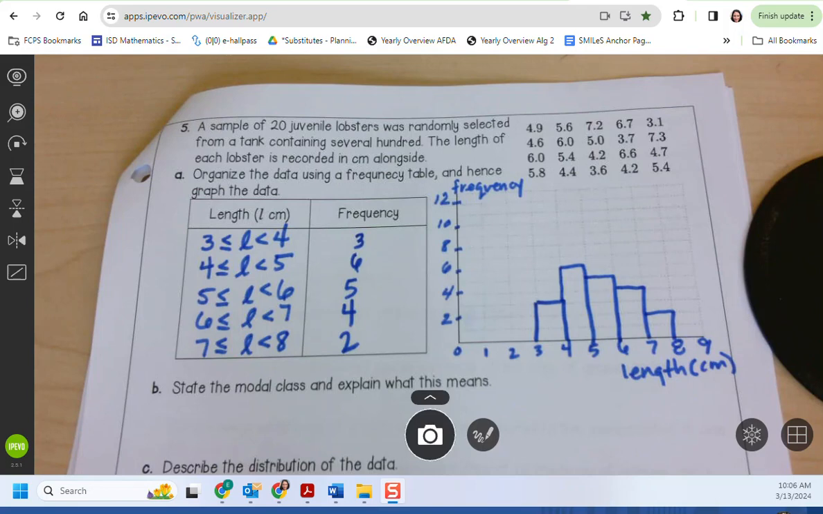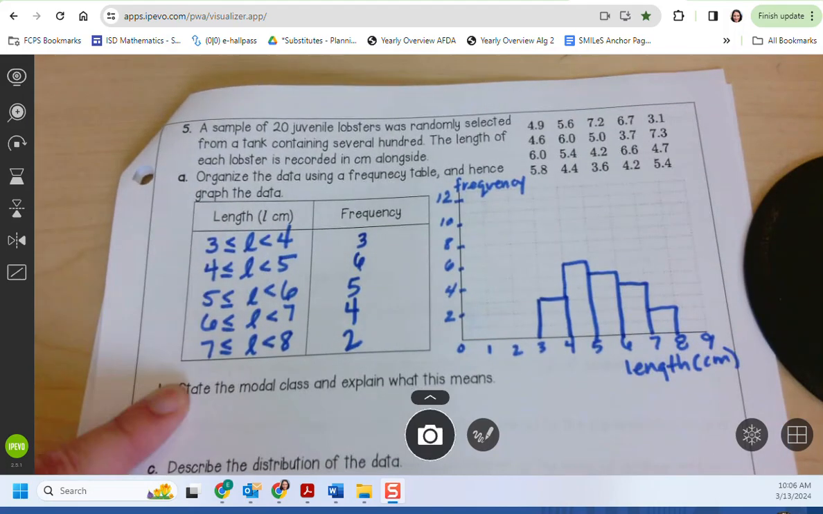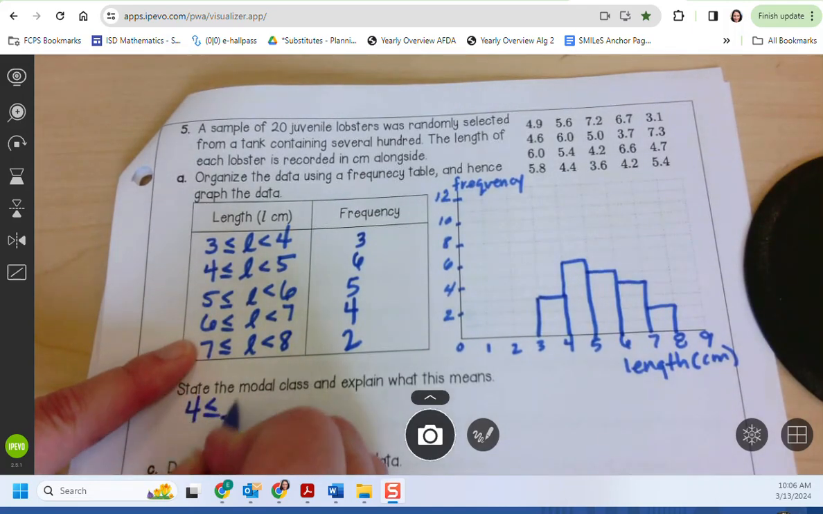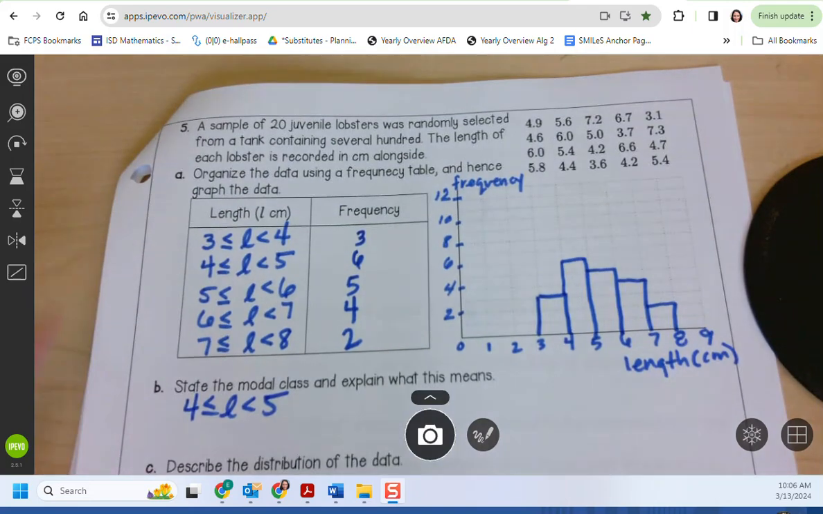Okay. The modal class and state what it means. We have not done enough of the interpretation part of IB applications and interpretations. So "say what it means" is a good interpretation question. So the modal class is which of these? 4 to 5. Okay. And raise your hand if you can explain what it means to say that that's the modal class in terms of lobsters. I see one hand. I'm waiting to see if I can see a few more. Explain what that means in terms of lobsters.